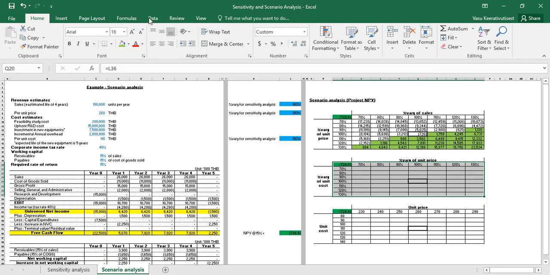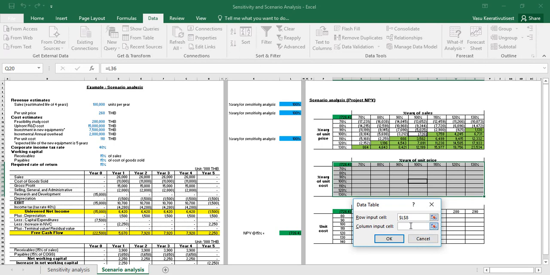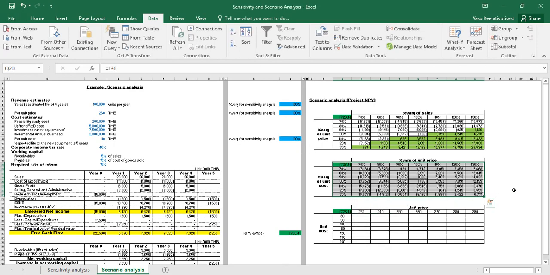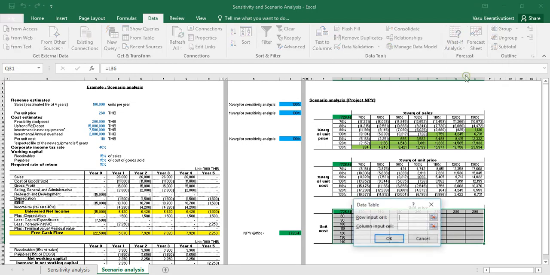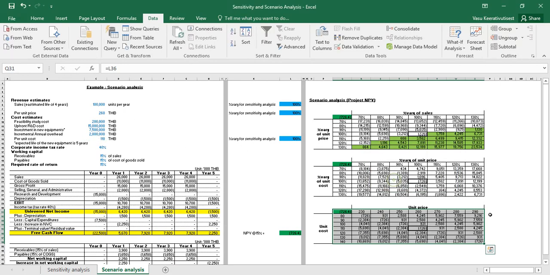The second example we will do is for the per unit price and unit cost. So you do the same thing: data, what-if analysis, data table. We want to vary in terms of the unit price, so you click on here, and right now in the y-axis you want to vary in terms of per unit cost. So it is here. You can see that the positive NPV project moves in this direction. Then right now we want to vary in terms of Thai baht of unit price and unit cost. So we select the area here, go to data table. In terms of x-axis, you have to click on the unit price, and in terms of y-axis, you have to click on the unit cost. And then you just click OK.